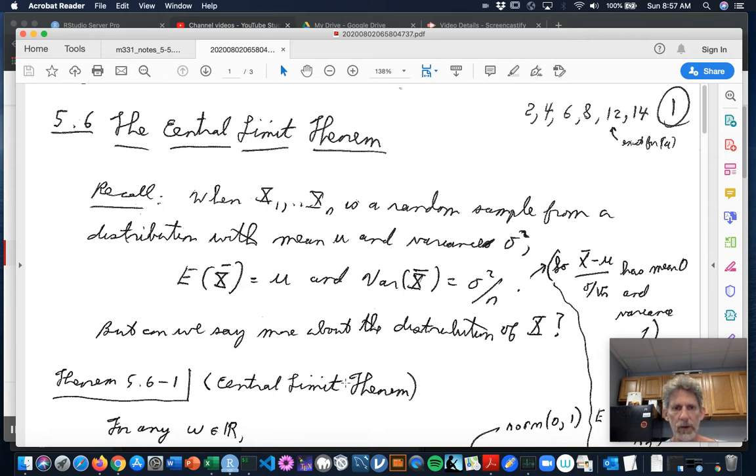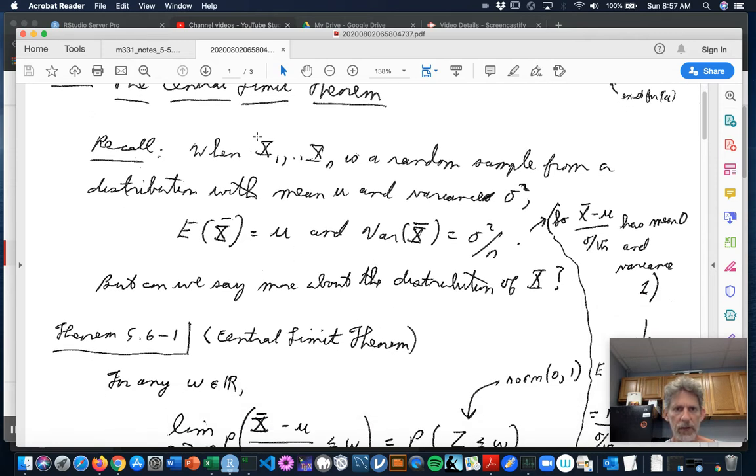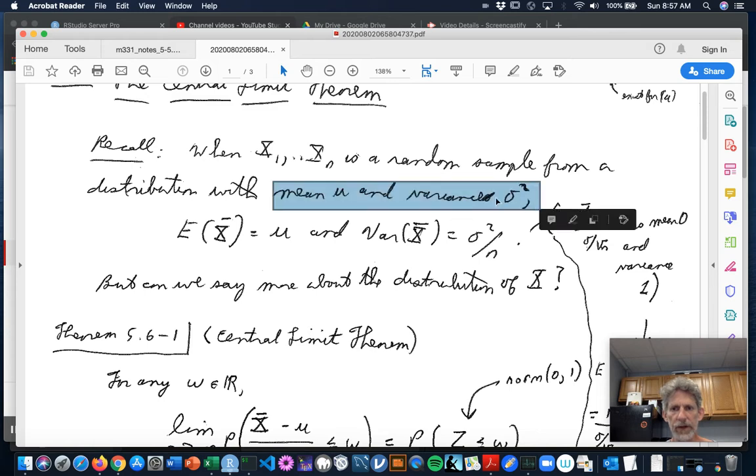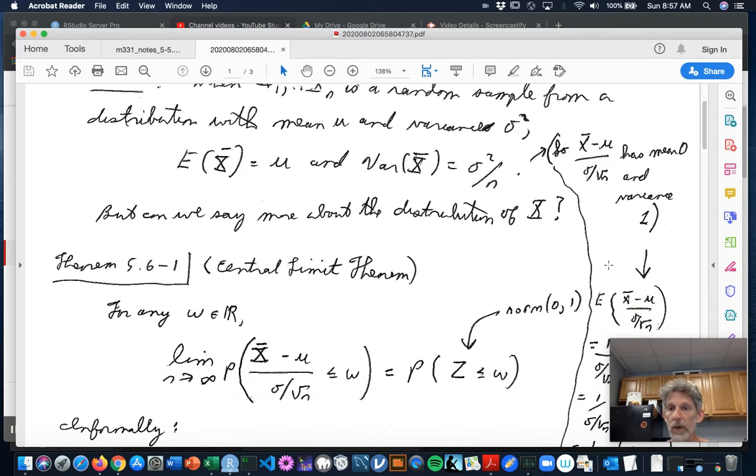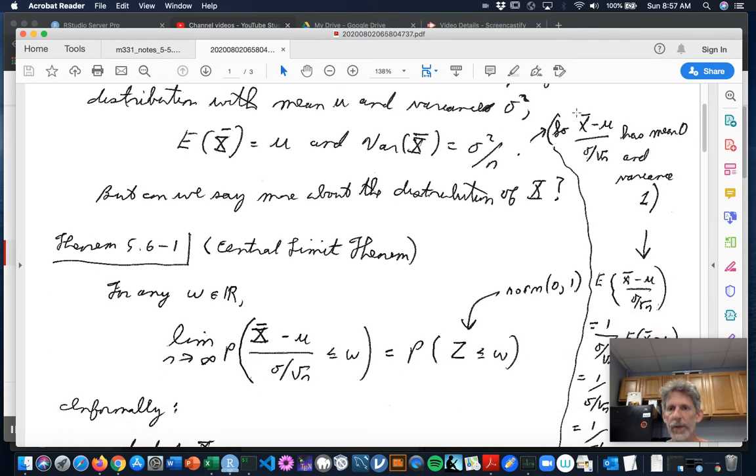So recall this. When you've got a random sample of size n from some distribution, and maybe it has mean mu and variance sigma squared, then you know the expected value of the sample mean is mu, and the variance of the sample mean is sigma squared over n. A consequence of that would be that if you took away mu and divided by sigma over root n, the mean would be 0 and the variance would be 1.